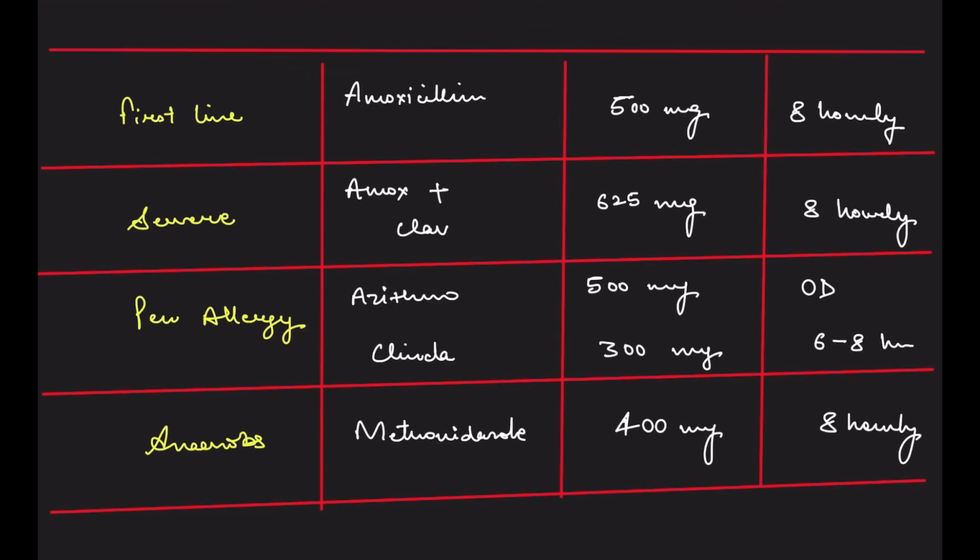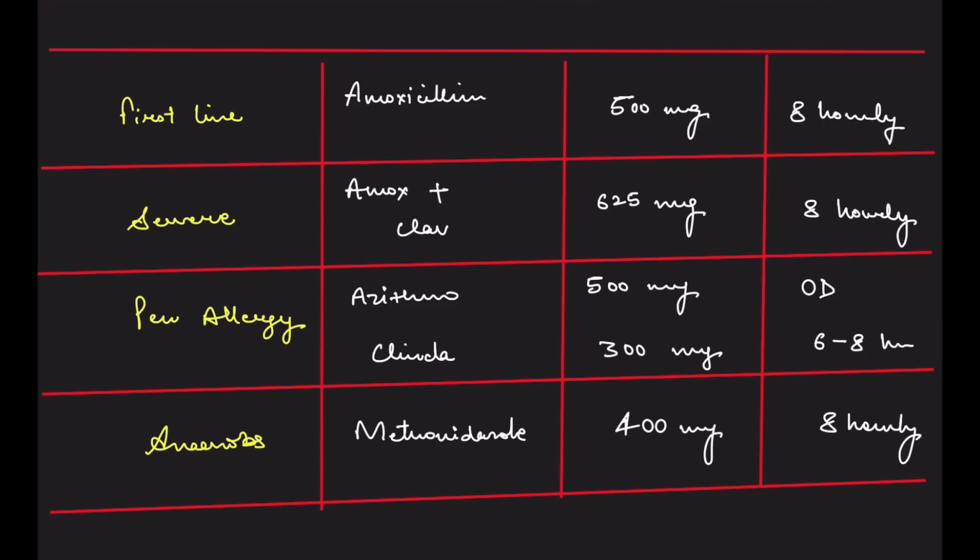Now, let's come to the easy table I promised, which simplifies antibiotic prescribing in daily dental practice. So, the first line antibiotic used is amoxicillin. The dose is 500 mg every 8 hours for an adult. For severe infections, you can go with amoxiclav 625 mg every 8 hours. If the patient has penicillin allergy, go for azithromycin 500 mg once daily. Another option for penicillin allergy is clindamycin 300 mg every 6 to 8 hours.